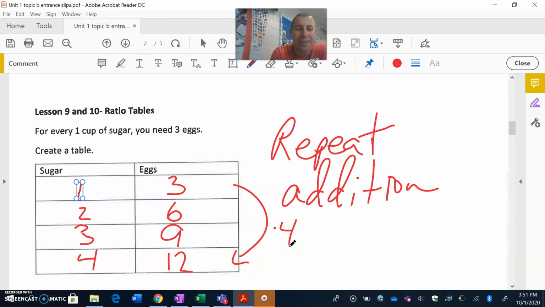Come on over the other side. Look, look, look. Oh, are you kidding? Oh my goodness. Yeah, so it works out. So we still have them by multiplying by the same number. It's just that the repeat addition is a lot easier to fill out the tables.